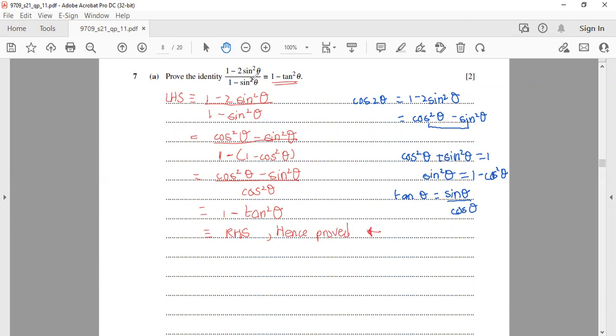All right. So you get 1 mark for correctly manipulating through the trigonometric identities, and 1 mark for correctly showing that the left-hand side is equal to the right-hand side.